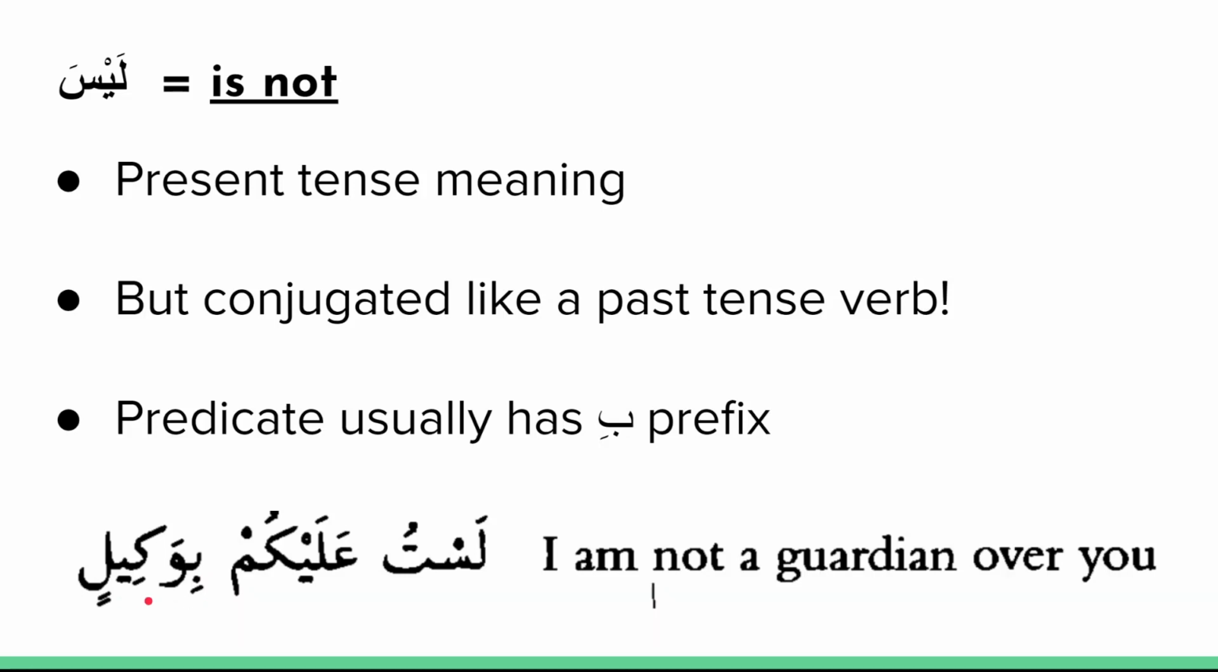So wakil here is the predicate, be is the prefix, and because be is a prepositional prefix, it's a preposition, wakil has to be in what case? In the majroor case. That's why it's biwakilin. Lastu alaykum biwakilin. I am not a guardian over you.